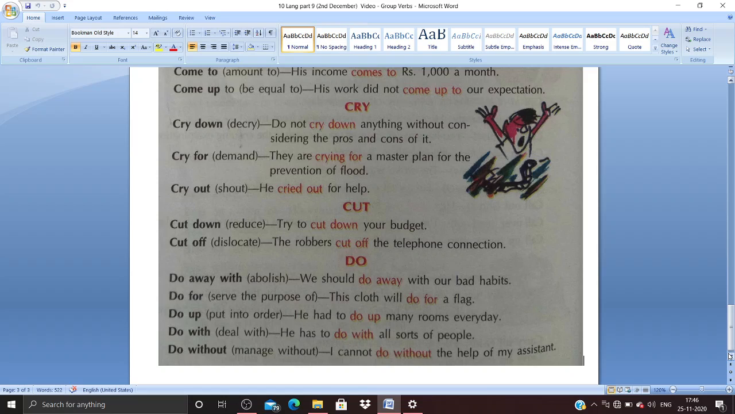Do with, deal with. He has to do with all sorts of people. Do without, manage without. I cannot do without the help of my assistant.